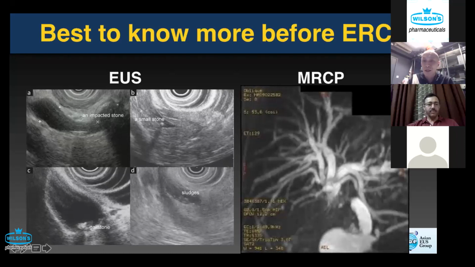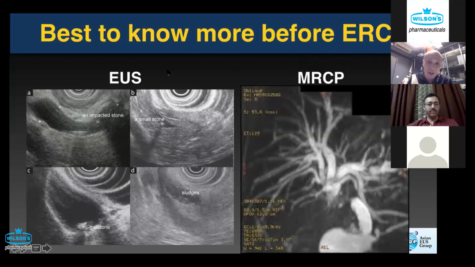In some parts of Asia where health services are provided by government hospitals, sometimes MRCP needs to wait for a long time. So, for example, in Hong Kong, a government hospital, if you don't have money, you have to wait for almost a year for MRCP.